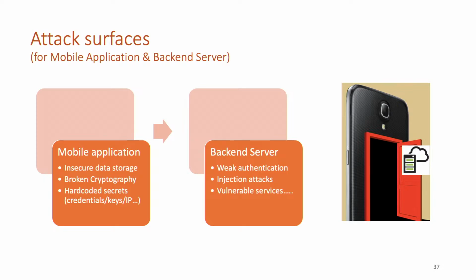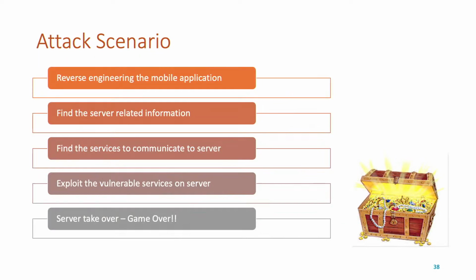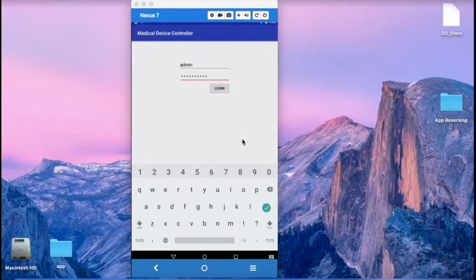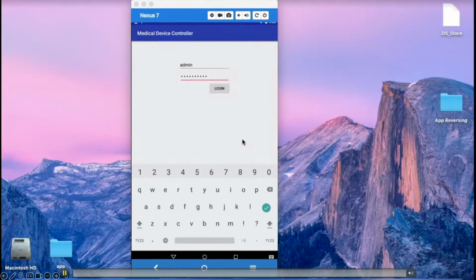So in my example, I'm using probably a mobile application which serves a machine. This mobile application could have insecure data storage, broken cryptography, it could have hard-coded secrets, and it could also have a back-end connection, but I need to find out whether I have information about the backend server or not, if it is hard-coded in the application. So I'll directly go to the demo.